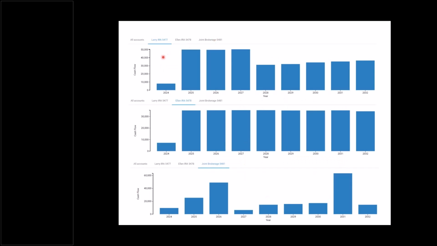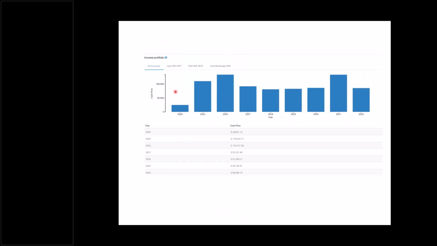Now, if you want to see what it might look like, this is account by account, and these are samples of the actual bond amounts that would come in. This is Larry's IRA, the second one is Ellen's IRA, and in this third one, we see these spikes from their joint brokerage account. The reason we have these spikes is that here we see, for example, car purchase years, 2026 and 2031. So that would entail spikes. And this is what that total would look like.